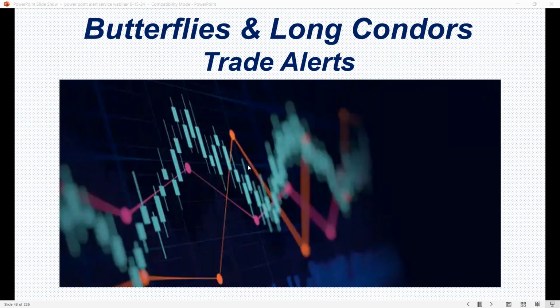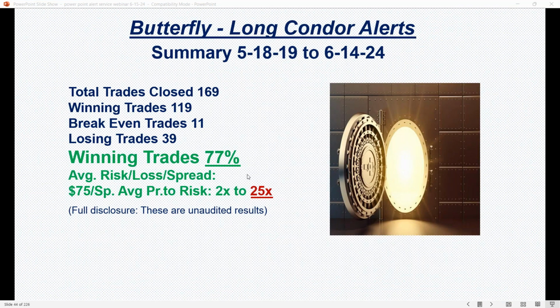So here's a breakdown of the butterflies and long condor trades over the last couple of months. This part of the service started back in May of 2019, and through yesterday we've had 169 trades closed out: 119 winners, 11 break even, 39 losers. So right at about a 77% win rate. Now, these will be the lowest risk trades of all the alerts that I send out, typically maybe $75 per spread.